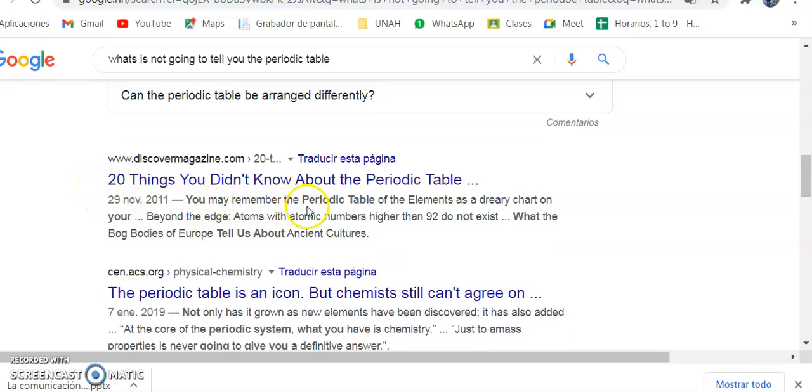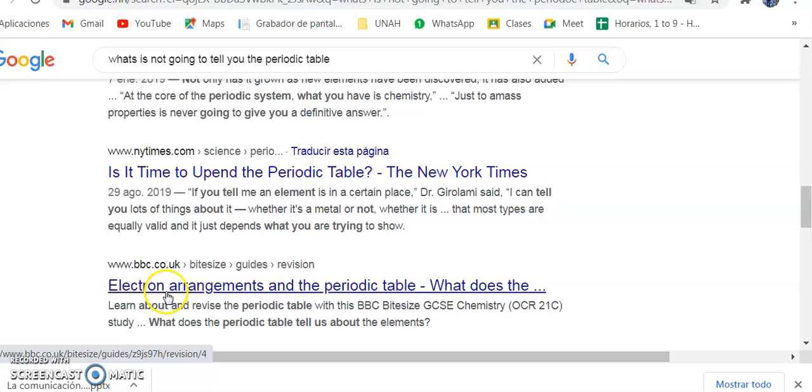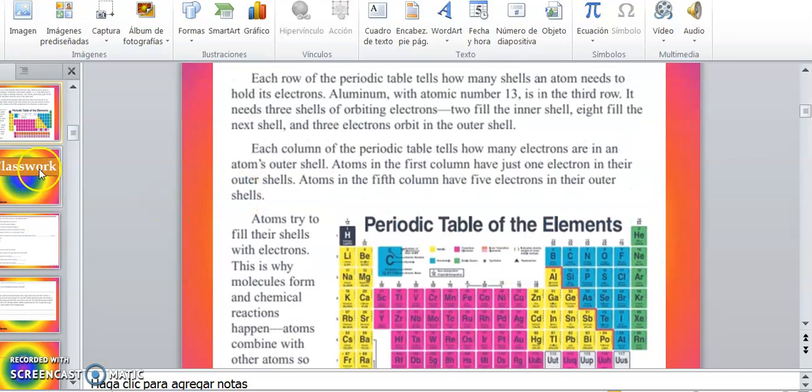You may remember the periodic table of the elements as a chart of atoms with atomic numbers higher. Well, you're going to read them. Not only that, it has grown, new elements have been discovered. No, this is not correct. If you tell me an element is in a certain place, so I think the answer is this one. What is the table not going to tell you? Let's see.